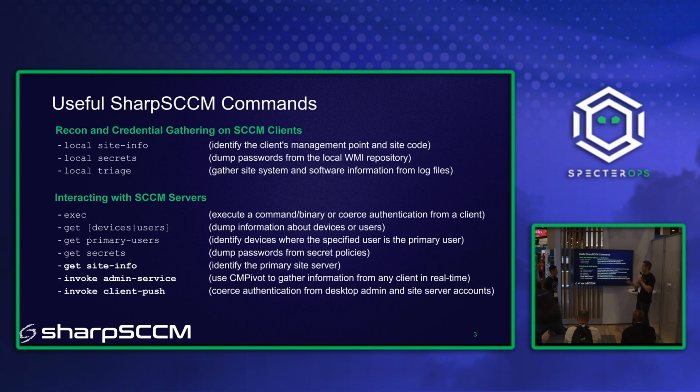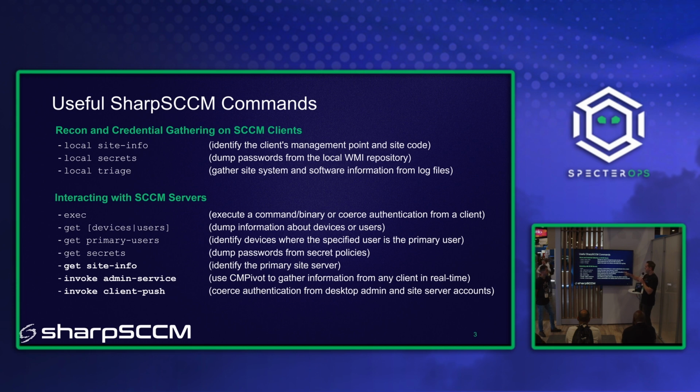So here are some useful SharpSCCM commands. This is more of a reference. The first three are local commands, if you're executing on a Windows client that is an SCCM client. The first one identifies what your management point is. The second one will dump any network access accounts, collection variables, and task sequences that may contain clear text credentials, and it will attempt to decrypt them. Local triage will just dump a bunch of logs from the client to try and identify servers.